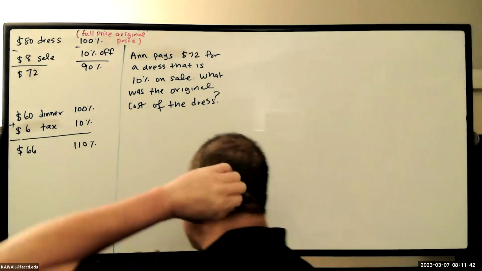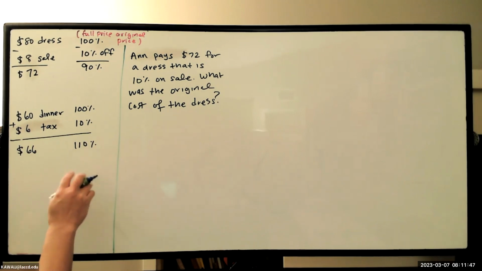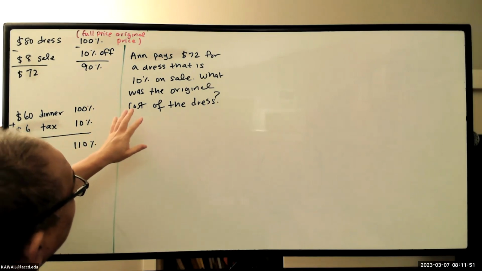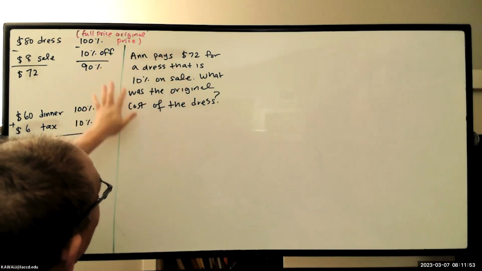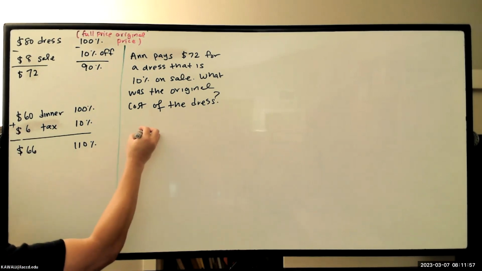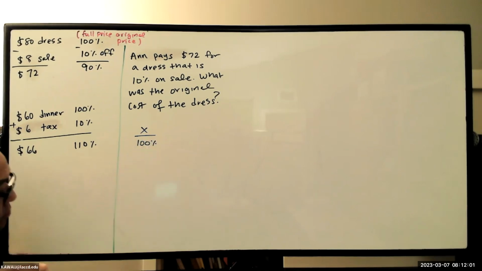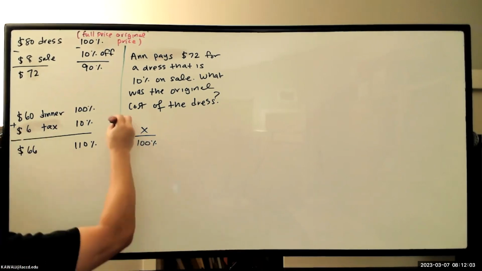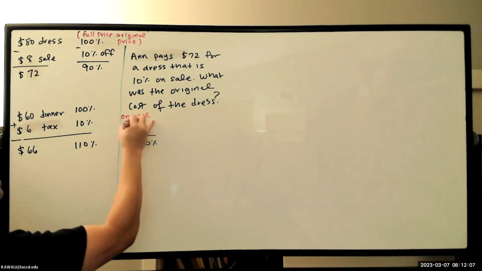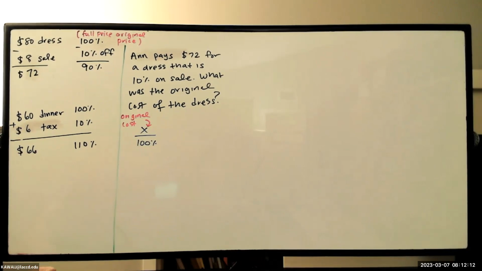So let's think about this. What we want to do is make the connection between all the numbers that we have. Okay. So what I want to find is the original cost of the dress. That's what we don't know.